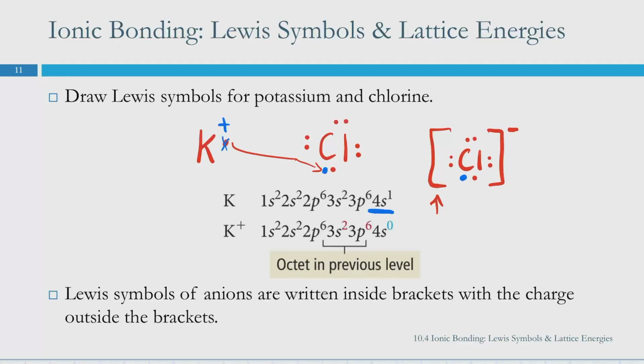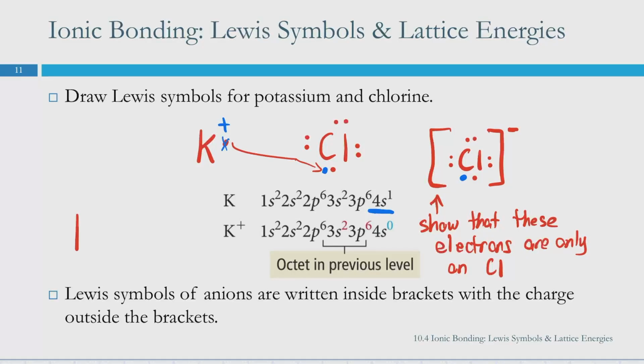The brackets show that these electrons are only on chlorine. Because the way that we would represent these bonding together is we would just plop our K+ right next to the left bracket of the chlorine. And it means something else if there's 2 dots between symbols.